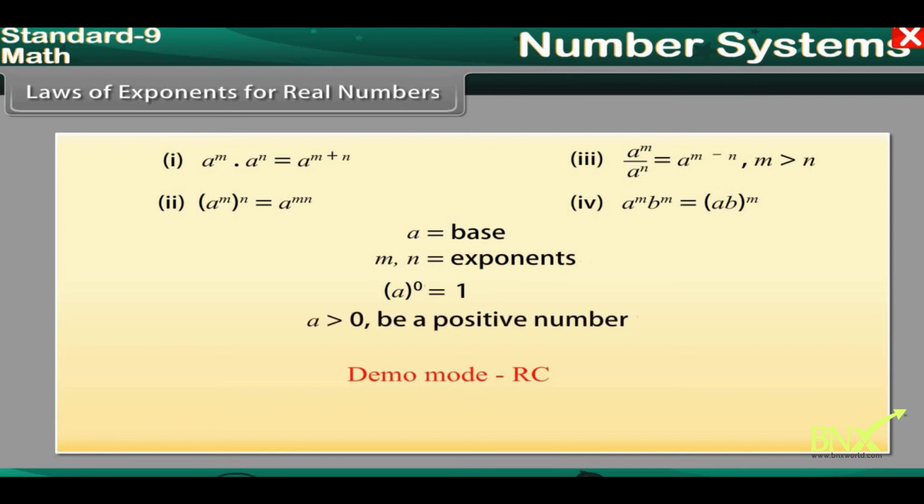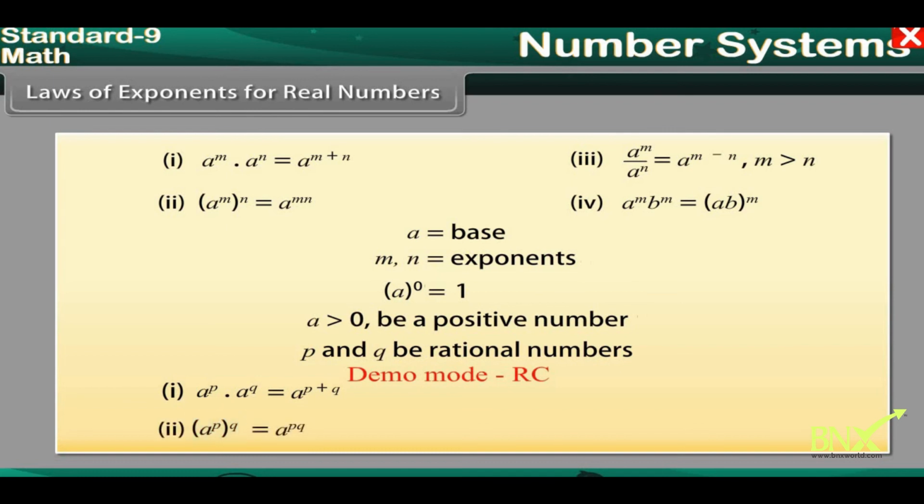Now let a greater than 0 be a positive number and p and q be rational numbers, then we can say that in multiplication, when bases are same, powers are added. In multiplication, two powers of the same base get multiplied. In division, when bases are same, powers get subtracted. And when powers are same and bases are different and are getting multiplied, then we take the power as common.